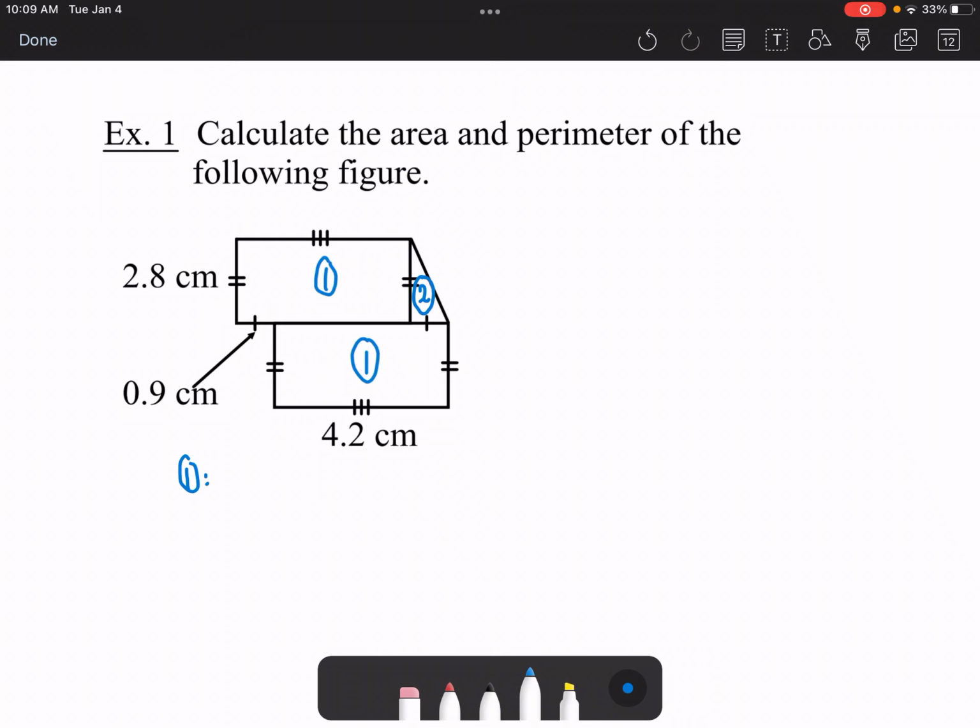So to find the area of 1, it's a rectangle. And to find the area of a rectangle is just length times width. So that it works out to be 11.76. Now if we also want to find the area of the triangle, we take the base, which is 0.9, times the height, which is 2.8, take that answer and divide by 2.